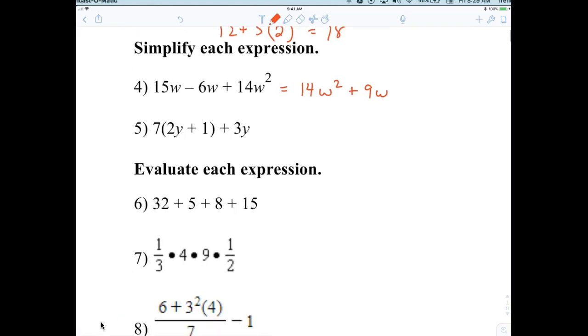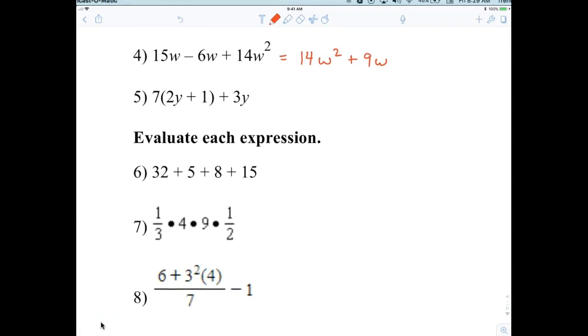All right. Number 5, I have to distribute. So when I distribute, I end up with 14y plus 7 plus 3y. And so that simplifies to, yep, 17y plus 7. Everybody good?